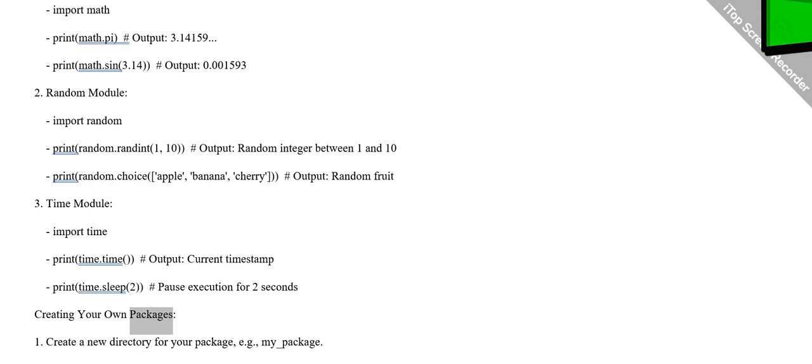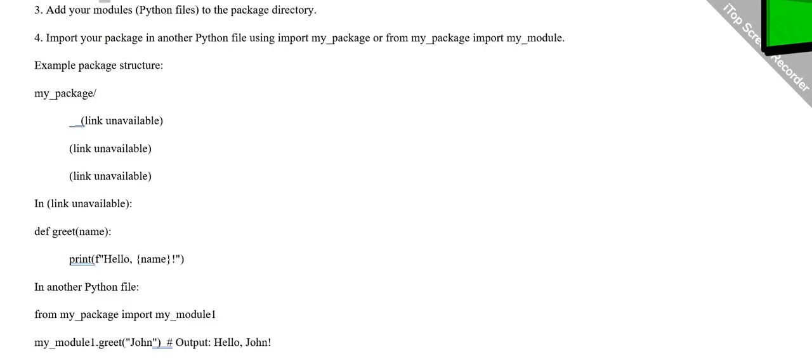Creating your own packages. 1. Create a new directory for your package, for example my_package. 2. Create an __init__.py file inside the directory to make it a package. 3. Add your modules, Python files, to the package directory. 4. Import your package in another Python file using import my_package or from my_package import my_module.